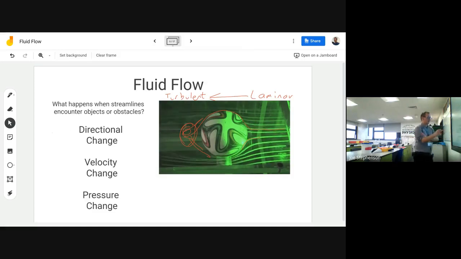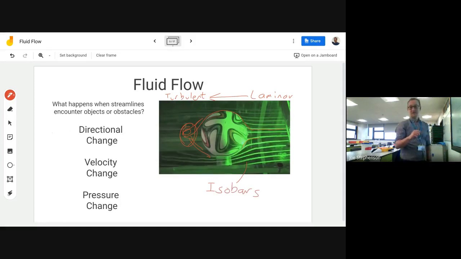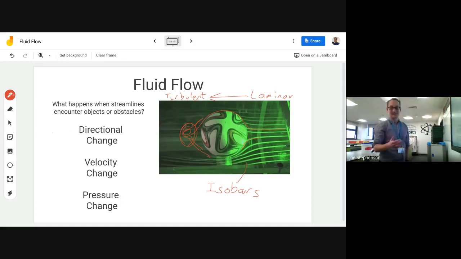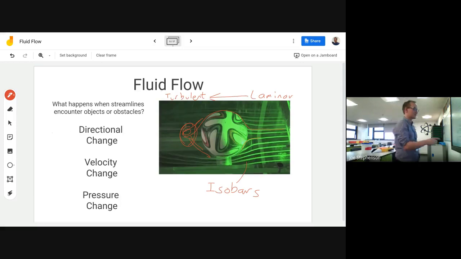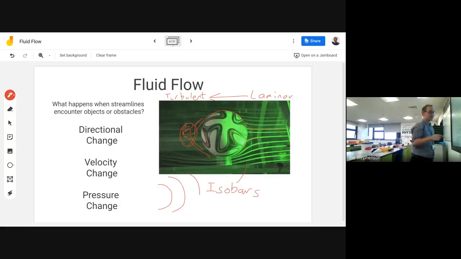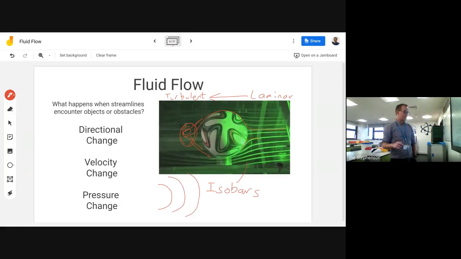And then this last one is a pressure change. Okay, now what do we mean by pressure in this particular case? What I want you guys to think about here is isobars. Have you guys heard of isobars? Where do you see isobars? Isobars, you will see these things when you watch the telly and you watch the weather. Okay, so you may have heard of isobars, and they're those lines essentially that they draw to represent the pressure in and around the atmosphere.